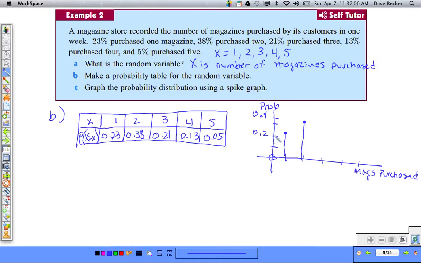Let's see, 0.21 right near the 2. I'm sorry, this is slanted. That's horrible. 0.13, maybe right here. And 0.05, that's about half of that, so about right here. I suppose it would be good if I labeled these 1, 2, 3, 4, 5. So just a quick sketch, and we've represented our probability distribution with a table and a graph. No big whoop.